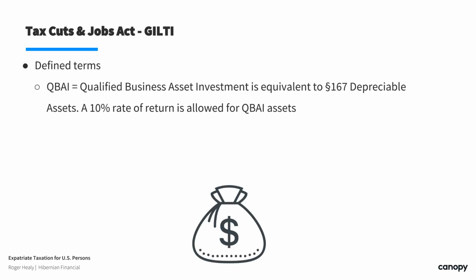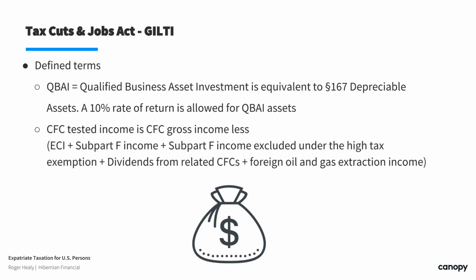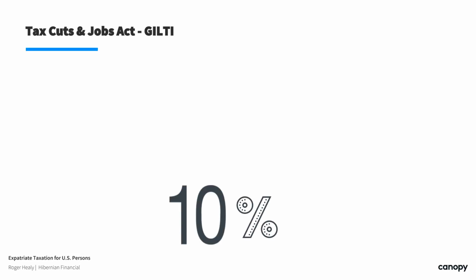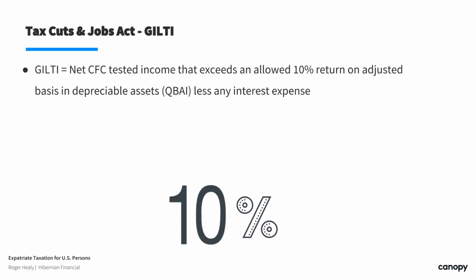Under GILTI, there's a concept of CFC tested income. CFC tested income is CFC gross income less effectively connected income, subpart F income, subpart F income excluded under the high tax exemption, dividends from related CFCs, and foreign oil and gas extraction income. So the sum of all of those is extracted from gross income to produce CFC tested income. GILTI, the Global Intangible Low-Taxed Income, is the net CFC tested income that exceeds the allowed 10% return on the adjusted basis in depreciable assets, the QBAI, less any interest expense.